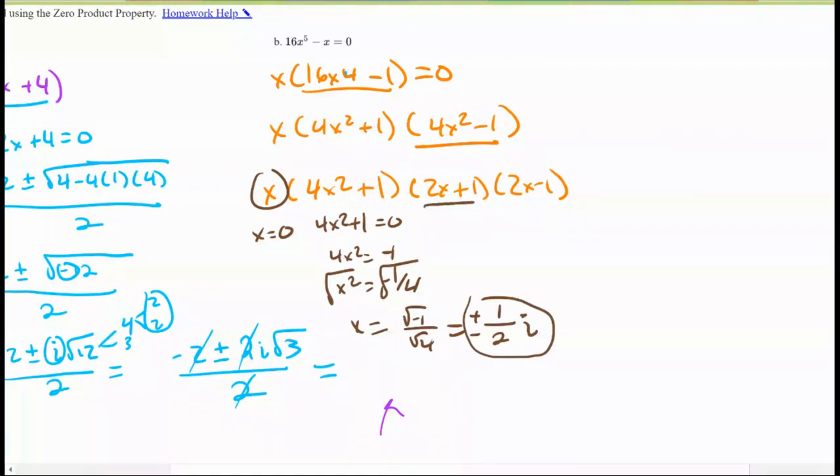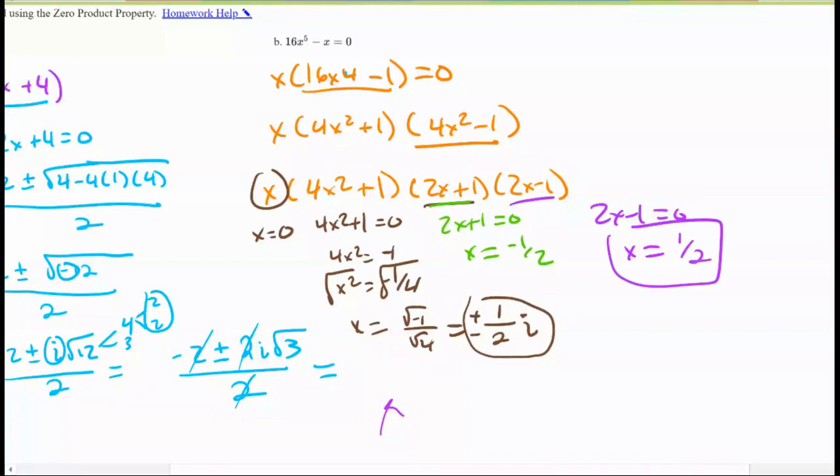Then this one, I'll go ahead and change colors again. 2x plus 1 equals 0. x is equal to negative 1/2. And the last one, 2x minus 1 equals 0. Add 1, divide by 2.